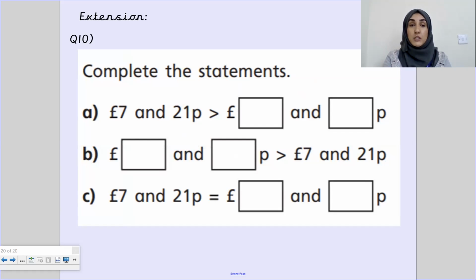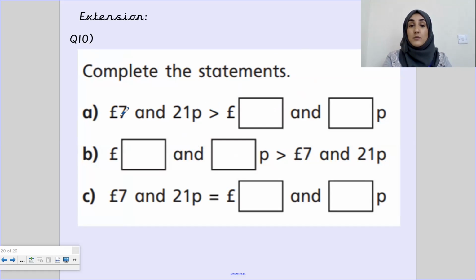So this is for everybody to complete if they wish to do so. I mean, I think everybody should have a go. So I'll quickly read through it because it might be a little bit confusing. So it says complete the statement. So A, question number 10A, £7.21 is more than, okay, is more than, and then you need to put in a value.